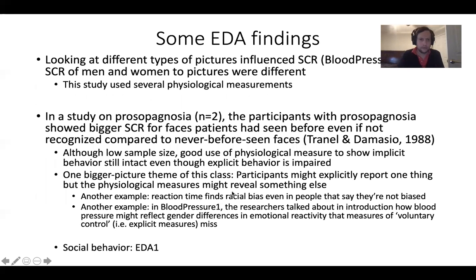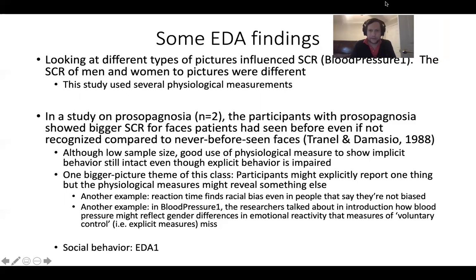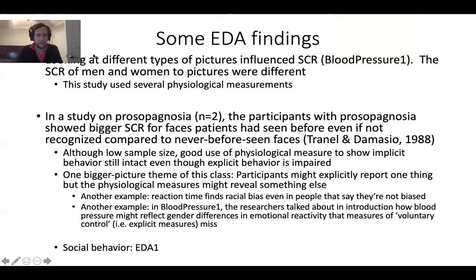And here's a couple findings, and then I'll talk about the EDA-1 study. So there's actually been two studies that we've had in this class which have used electrodermal activity. We actually had in blood pressure 1, so that's an article that you read where the main theoretical physiological measure in that study was blood pressure. But I believe I've actually showed you the EDA for that study as well. If not, it's definitely a figure in this study.